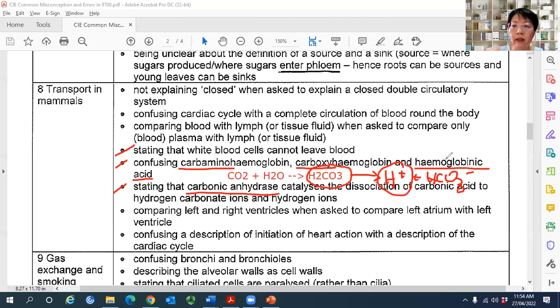Where's my hemoglobinic acid? Here. Okay, right? So probably I need to mention here so they understand better.